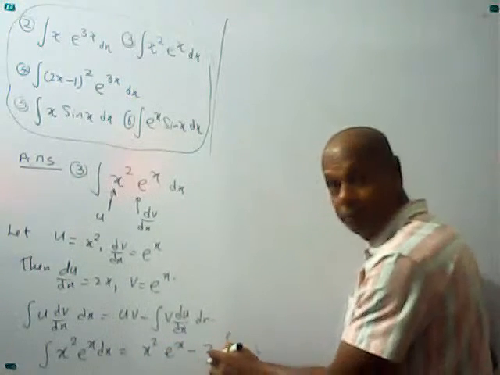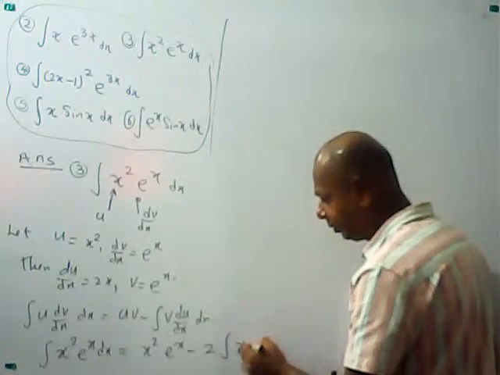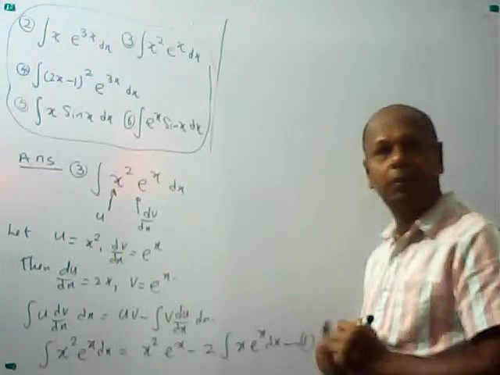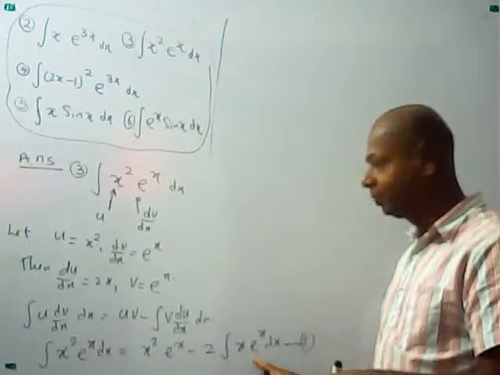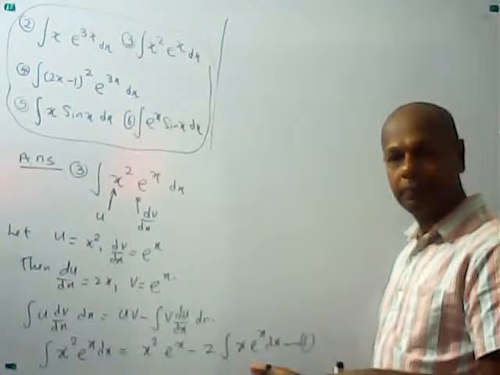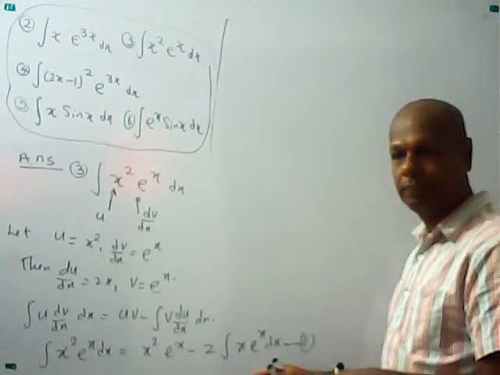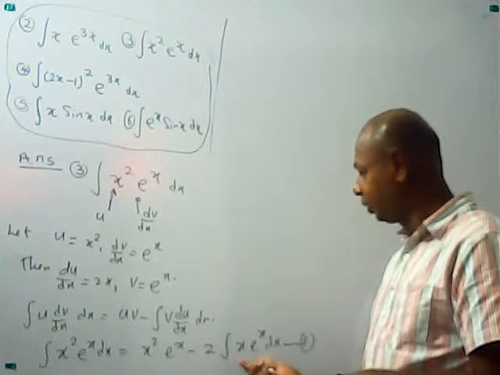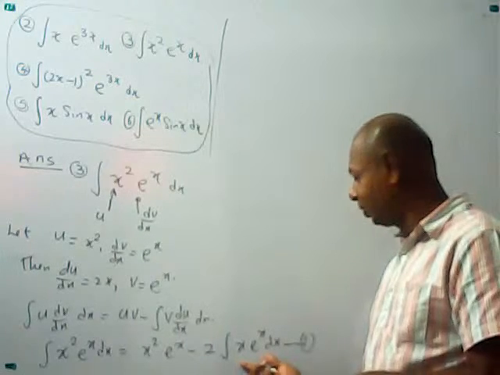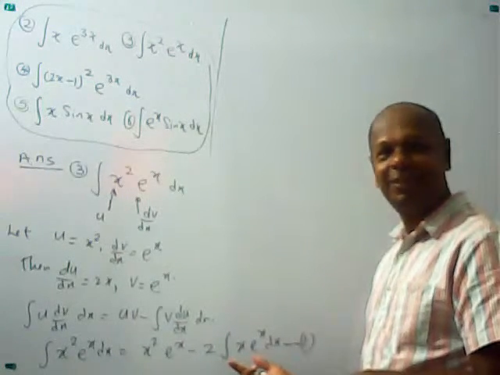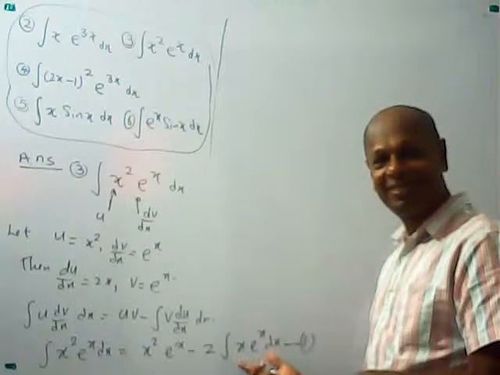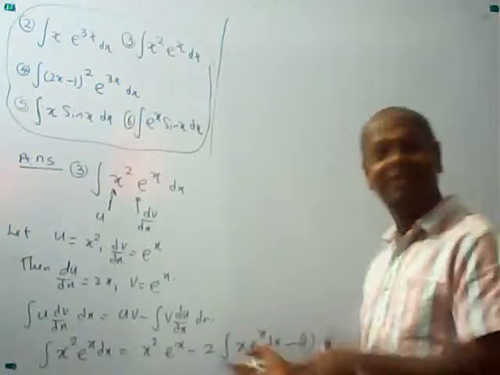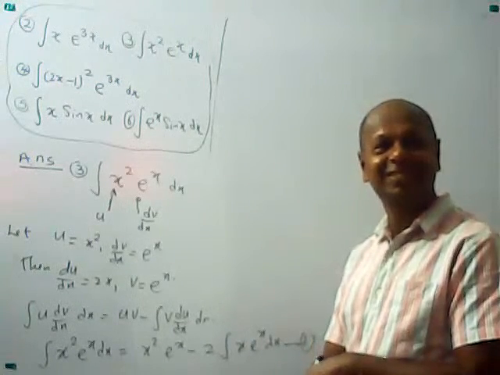You can take 2 out and it gives the integral of x e^x dx. Did you come up to this in the third? If you came up to this and are now thinking and thinking how to integrate this, the solution is on the other page. It is one page away.